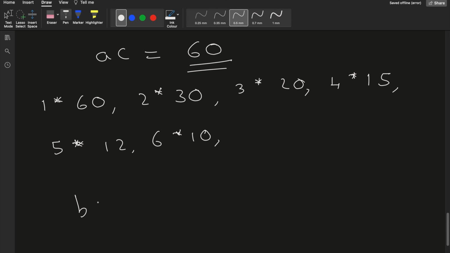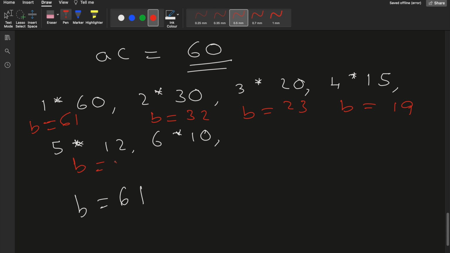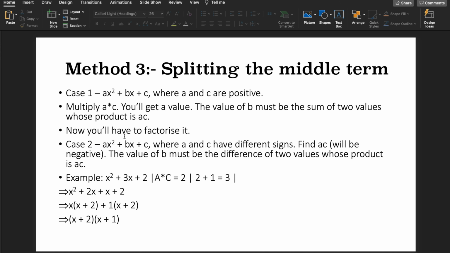So imagine if B was 61, then we'd use this. This would be 32. Let me just write this so it's more clear. So this would be 61. B, this is the value of B, remember? So it would be B equals 61, B equals 32, B equals 23, B equals 19, B equals 17, B equals 16. I hope you have gotten this, and let's move on to case 2.